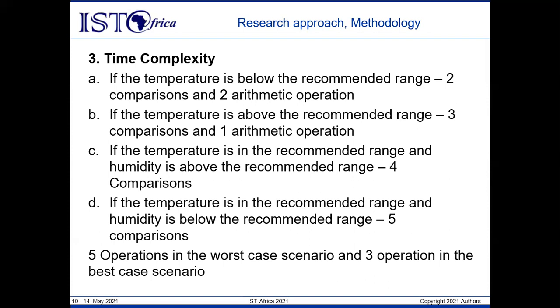If the temperature is in the recommended range and the humidity is above the recommended range, the algorithm does 4 comparisons. If the temperature is in the recommended range and the humidity is below the recommended range, the algorithm does 5 comparisons. Therefore, in the worst case scenario, the algorithm does 5 operations, and in the best case scenario, the algorithm does 3 operations.